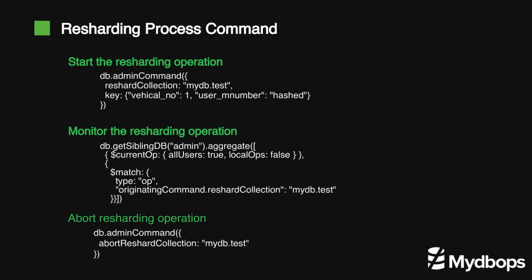So, the reshard process command. This is the command you need to run. For example, mydb.test is the collection. Now I'm going to reshard with vehicle number and user mobile number hash. And this is the command to monitor. And if you would like to abort the resharding, yes, we can do that till 99.9%. Until the commit stage has come into the picture, you can cancel the reshard.